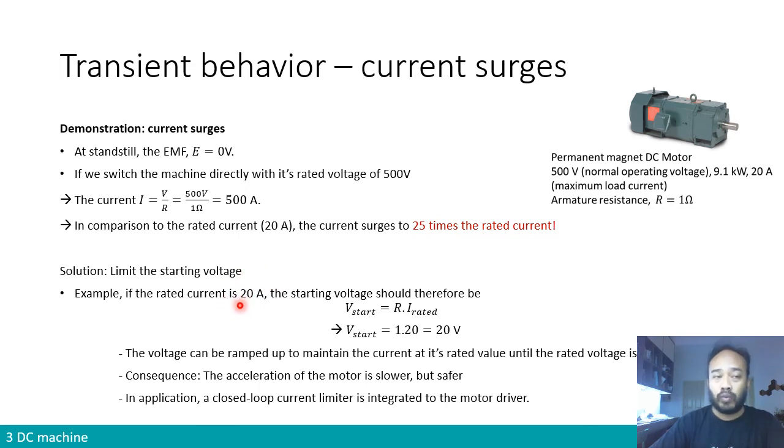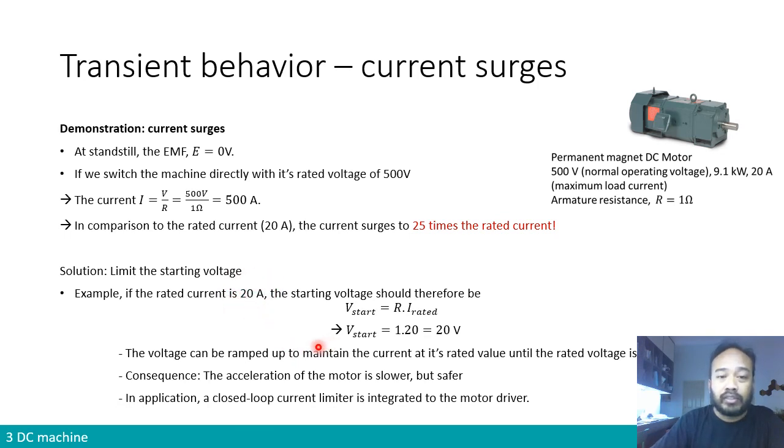But when you look into the data sheet of an electrical machine, a DC machine, the rated current is the current during steady state. So the rated current is basically the current for a maximum load at steady state. When you have a resistive torque or load torque in steady state, the machine could bear a current of 20 amps.